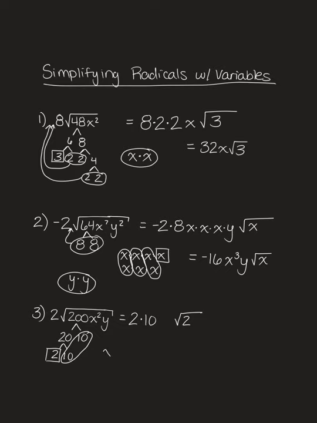Next I take my variables. So x squared is x times x, which is a perfect pair, and it will come out as 1x. Now I just have one y on the inside, so that it doesn't have a buddy, it's going to stay inside of the square root. So multiply everything on the outside. 2 times 10 is 20x square root of 2y.